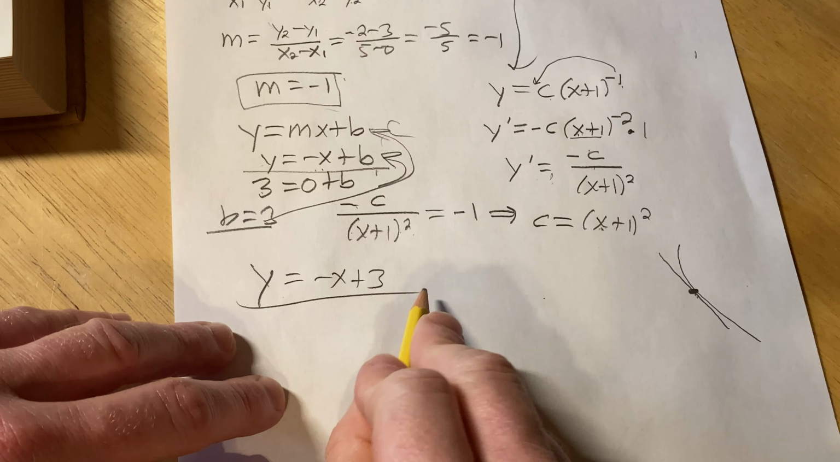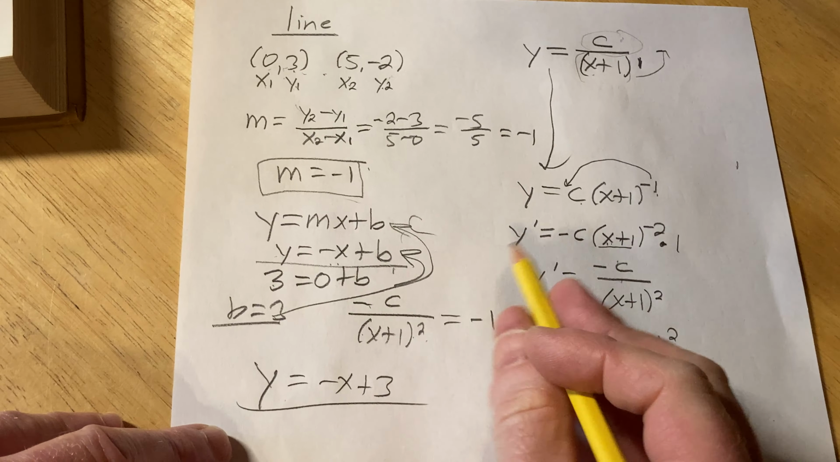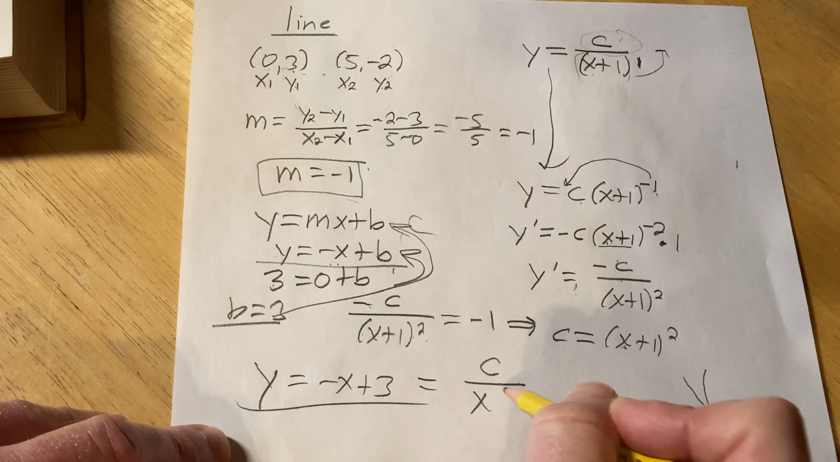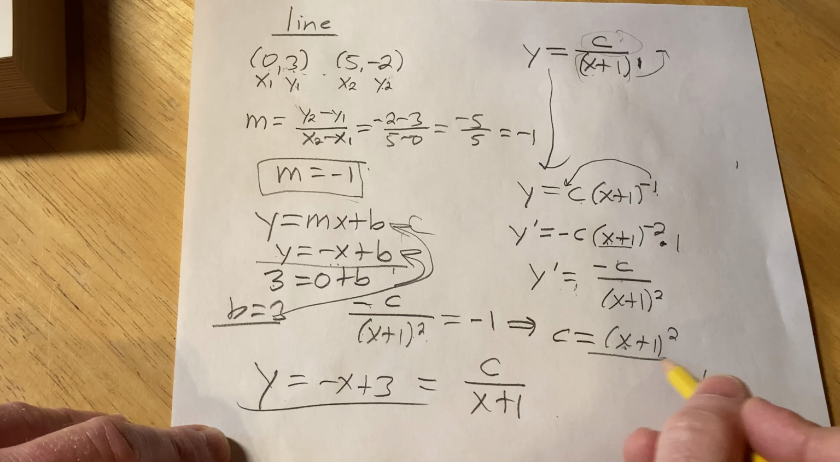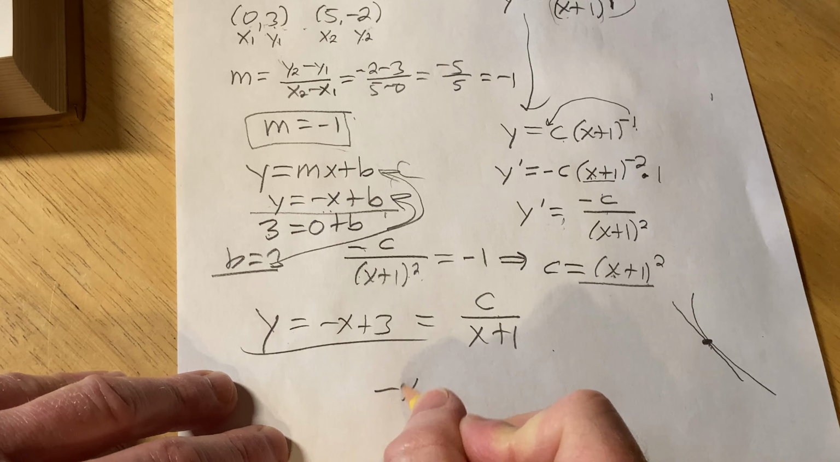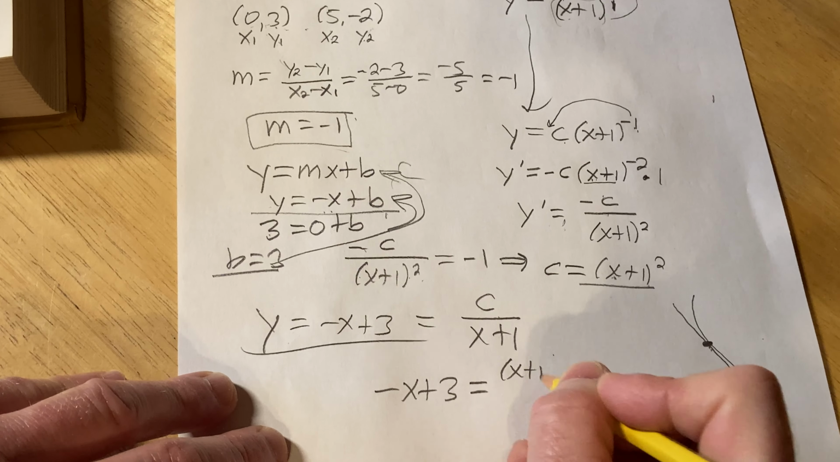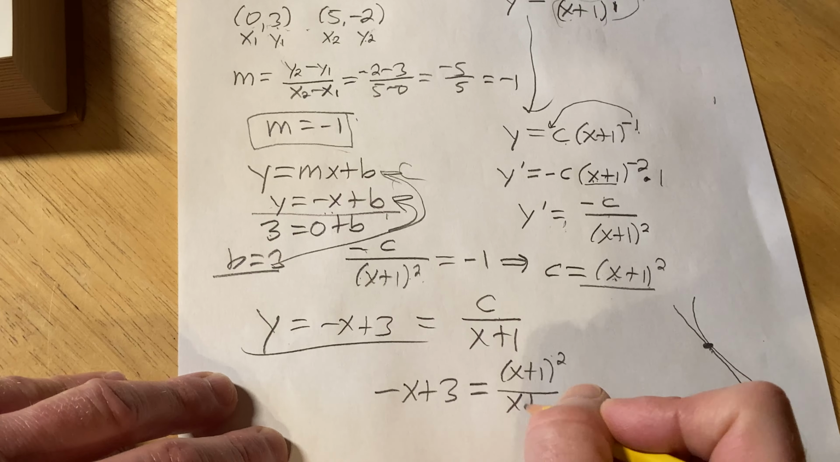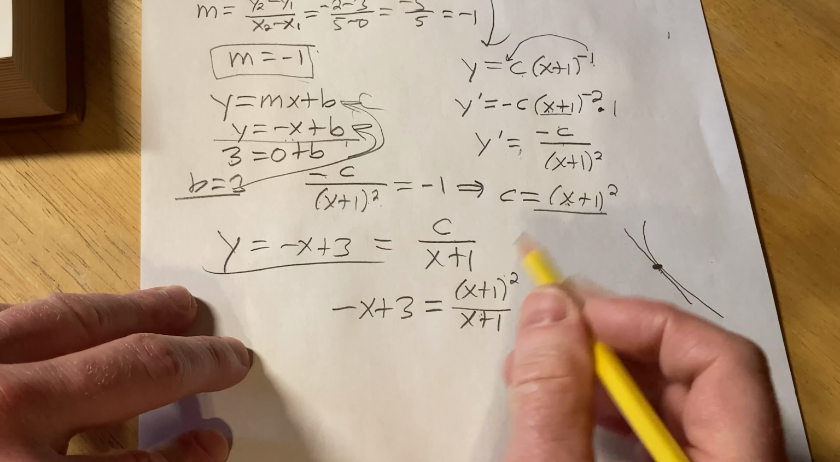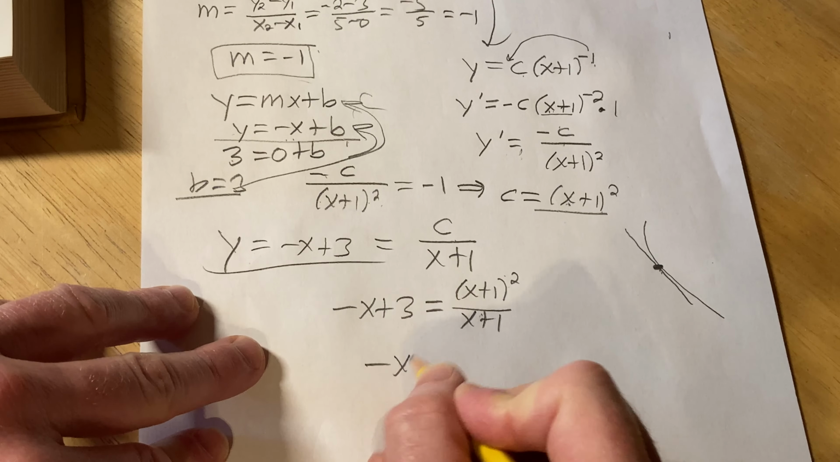There's our line. We want it to be equal to our function, which is up here. And we know it's c, so now let's plug in c. So we have negative x plus 3 equals, c is x plus 1 squared, going a little bit fast, it's a long problem. And then you lose a copy of x plus 1 because it cancels.